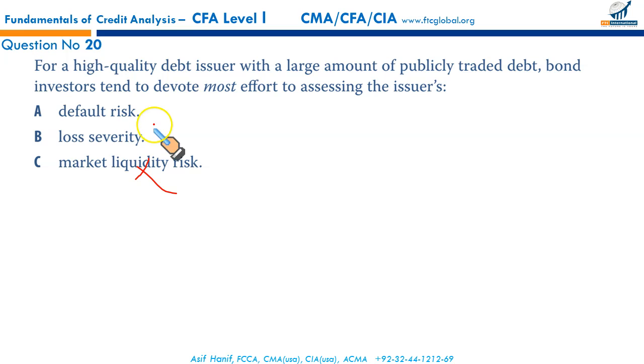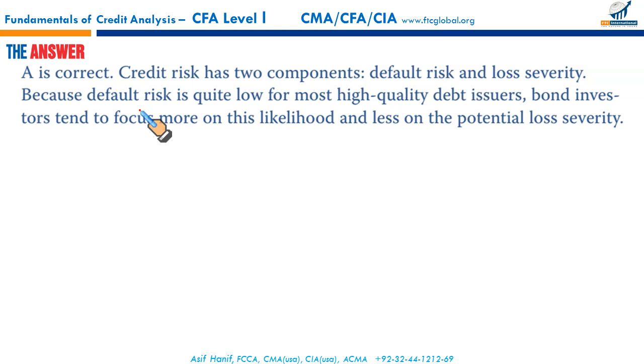Loss severity. Since it's high quality debt, loss severity would not be a serious concern here. And what is loss severity? We discussed it in the previous question. It is the portion of a bond's value, including some unpaid interest, that an investor may stand to lose. So this is again unlikely. So what does it mean then? That bond investors will tend to focus more on default risk. And that's why it makes A our correct option.